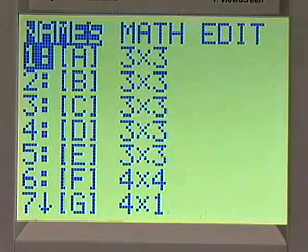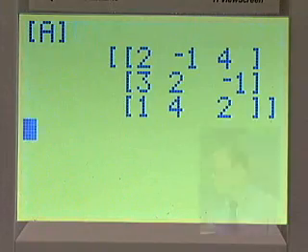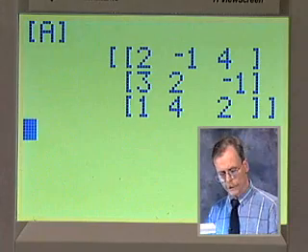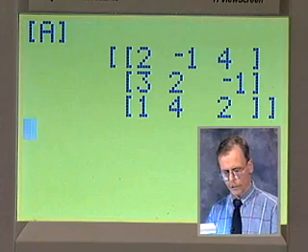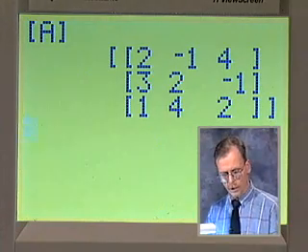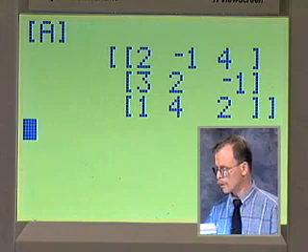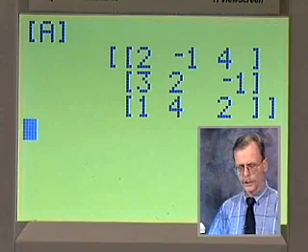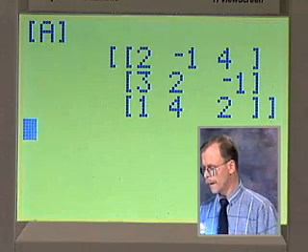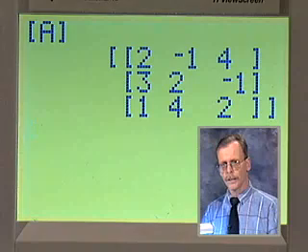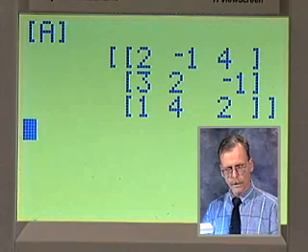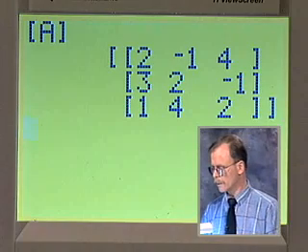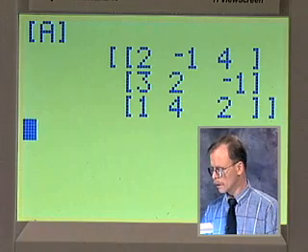Let's take a look at matrix A first. Do you recognize what that matrix is? It's the matrix of coefficients: 2, -1, 4, 3, 2, -1, and 1, 4, 2. What we want to do, according to Cramer's rule, is put that in the denominator of a fraction and use D sub x in the top, and then we'll know what the x value of our problem is.